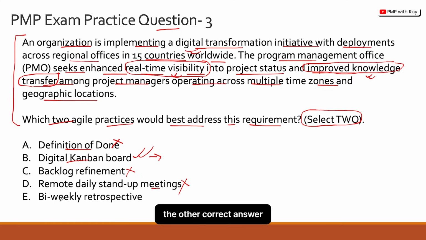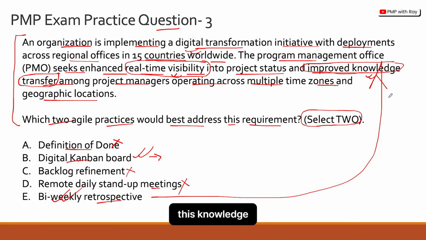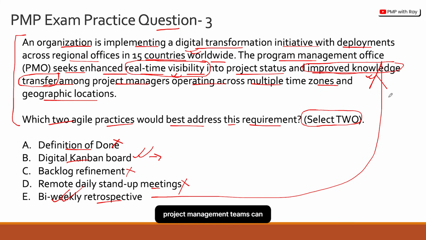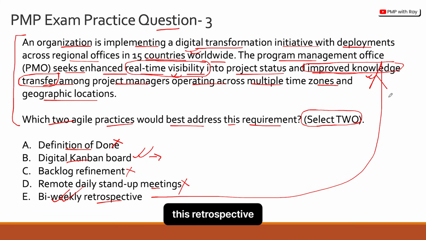And the other correct answer choice would be option E, which is the bi-weekly retrospective, because this directly takes into account the knowledge sharing or knowledge transfer criteria. Because in a retrospective, you actually do this: you do knowledge sharing and you build systemic fixes so that these kinds of issues don't happen in future projects, and your other project management teams can learn through these retrospective learnings. Okay, so that is why option E is a correct answer choice.